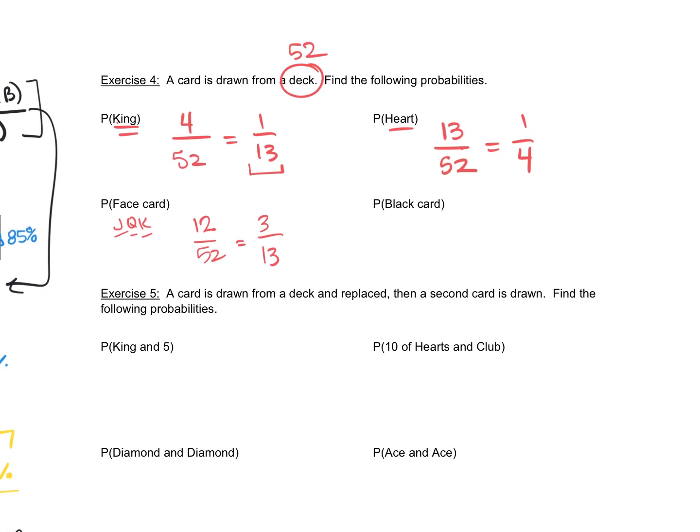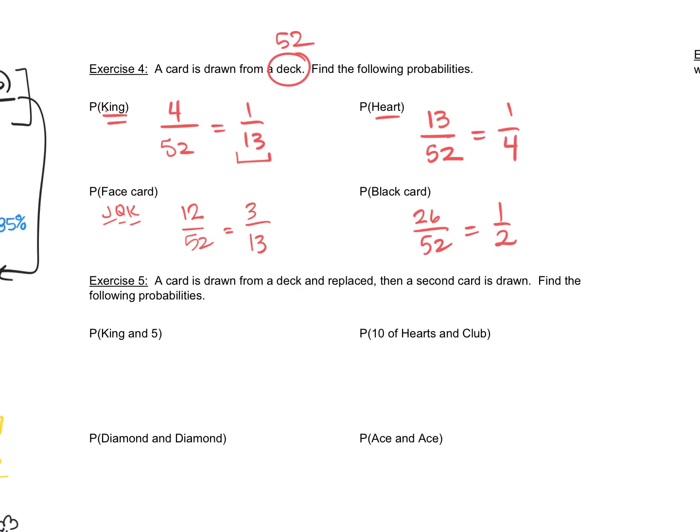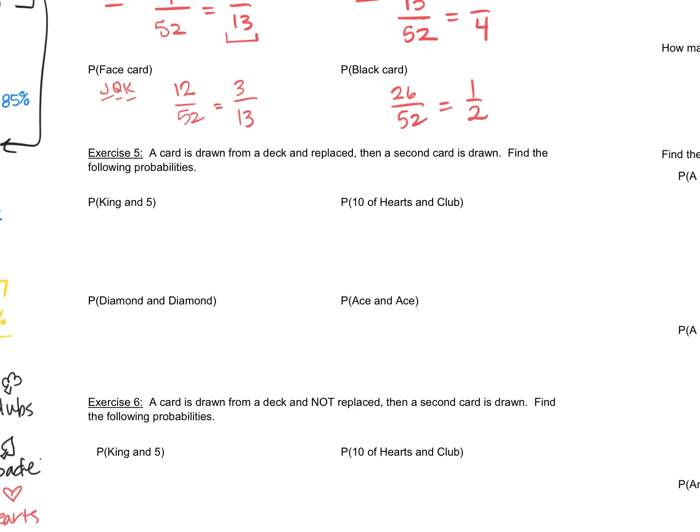Black cards, that's half the deck. That's 26 out of 52, or you could just say that that is 1/2. Now imagine that you have a card drawn, then replaced, and then a second card is drawn. We are replacing this time, so they are going to be independent events. So the probability of getting a king, remember there are 4 kings to choose from, and getting a 5 also, there's 4 to choose from.